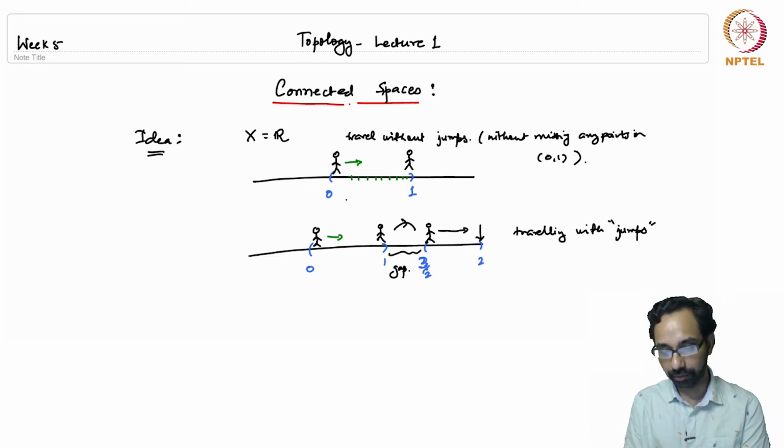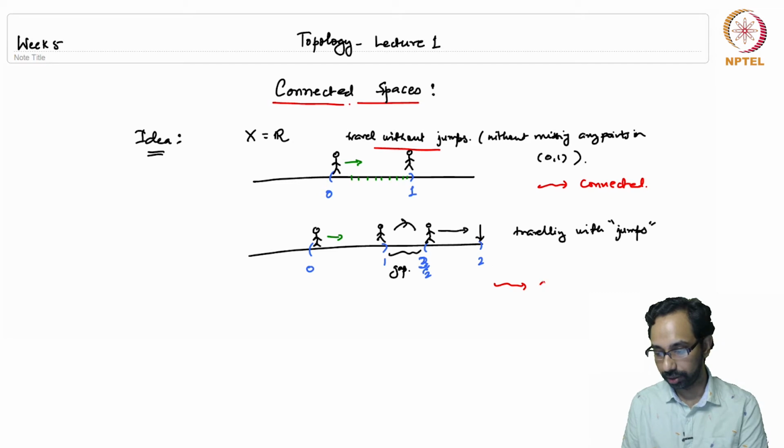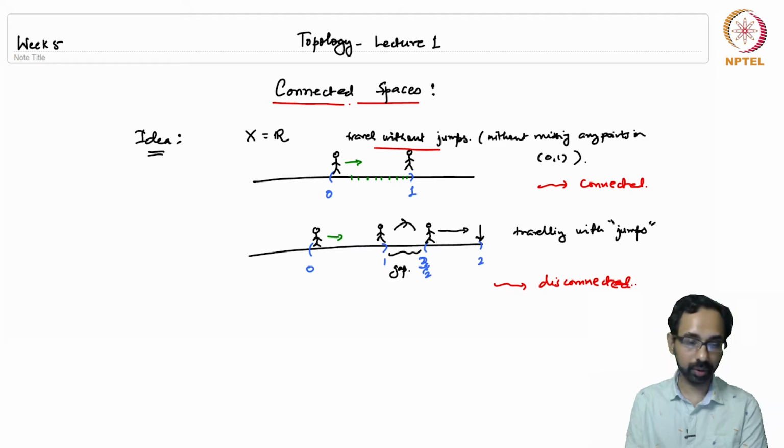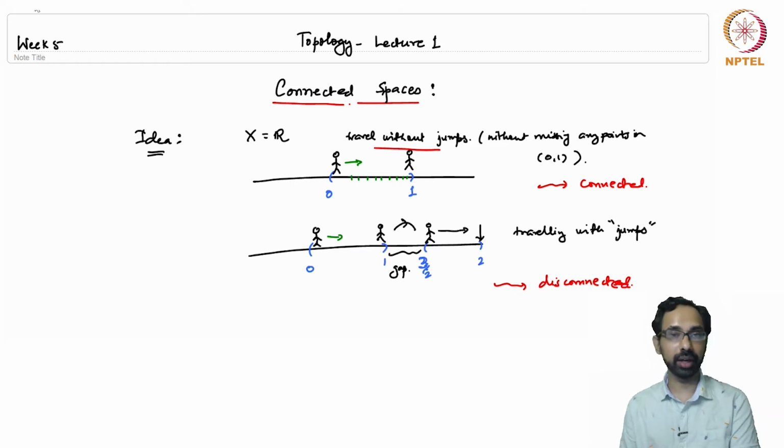So this is the informal idea for connected spaces. Connectedness is precisely when you can travel without jumps. Travel without jumps gives you connected spaces, and traveling with jumps gives you disconnected spaces. So how can we formalize this idea in a mathematically more precise way? And let us give the definition for connectedness in this regard.